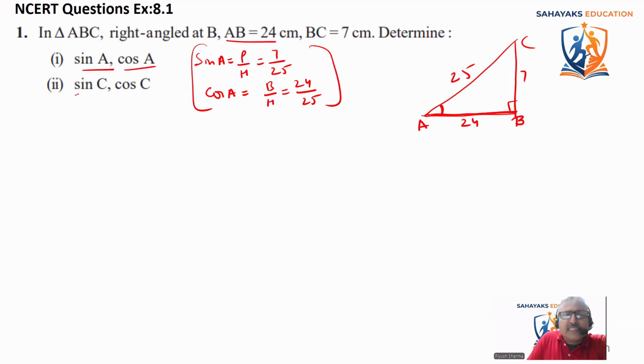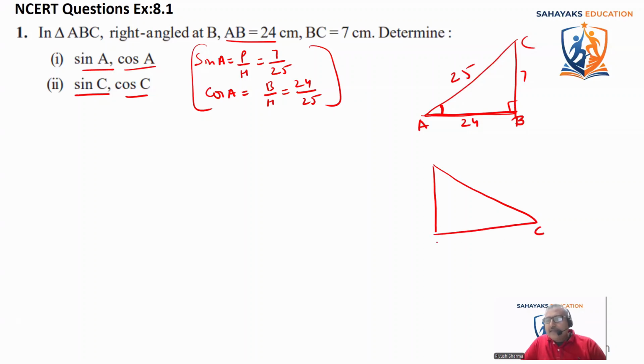Now the next question comes as sine C and cos C. When we are talking about sine C and cos C, C should be down here. So basically I have to make this triangle again. I'm tilting the triangle. I'm going to write this angle as C, right angle at B, and this angle is A. This becomes 24, this is 25, and this becomes 7. So this is angle C.